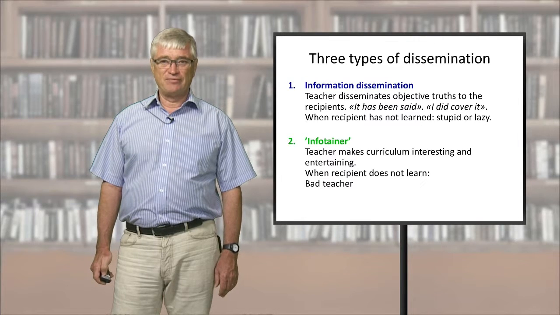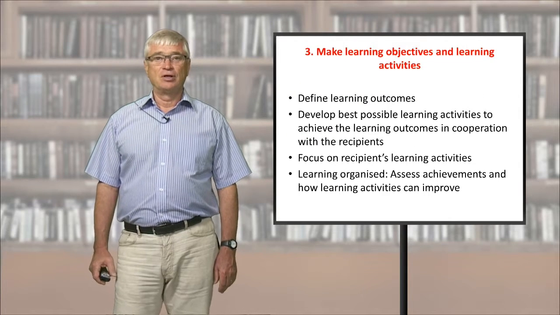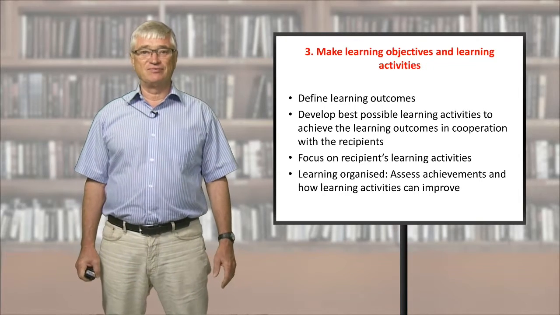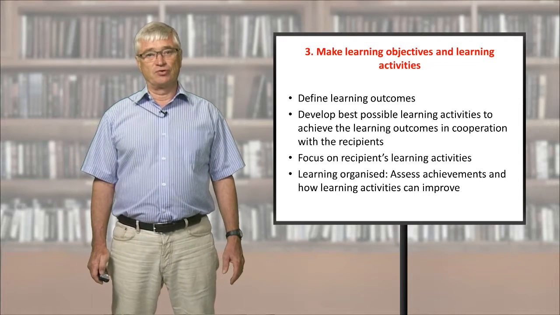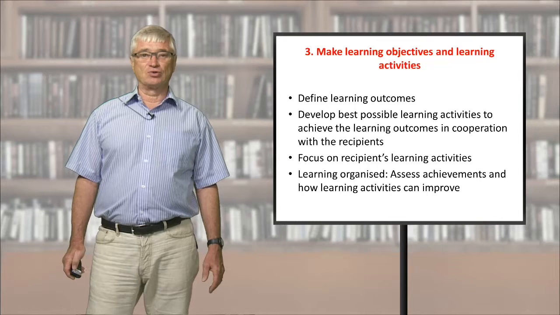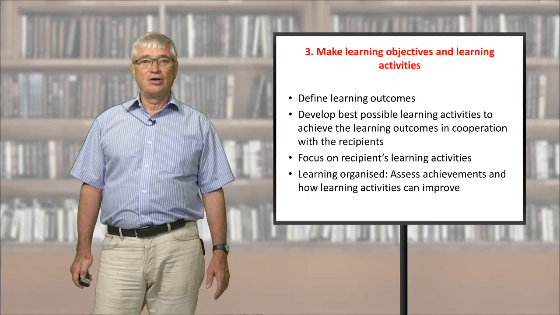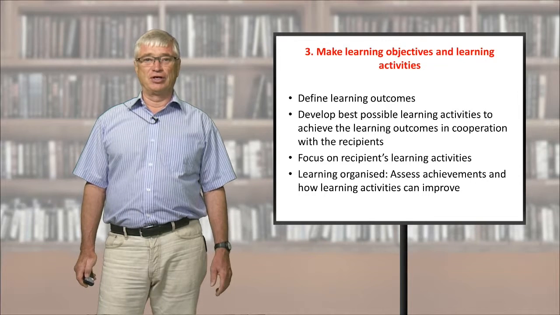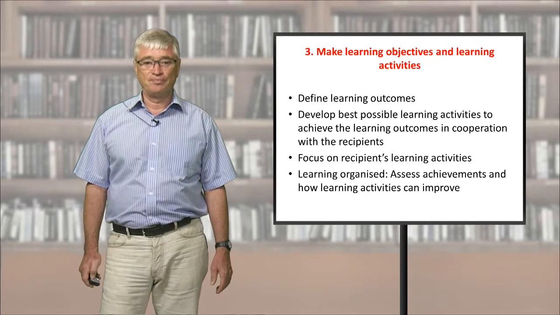So maybe we can have a third one with the teacher more as a guide on the side. And then, if we venture into that, we have to make learning objectives and learning activities. Define learning outcomes. That's what you do first. And then develop best possible learning activities to achieve those learning outcomes in cooperation with the recipients. Focus on the recipient's learning activities. You have to organize learning. And then you have to assess the achievements and how learning activities can improve.